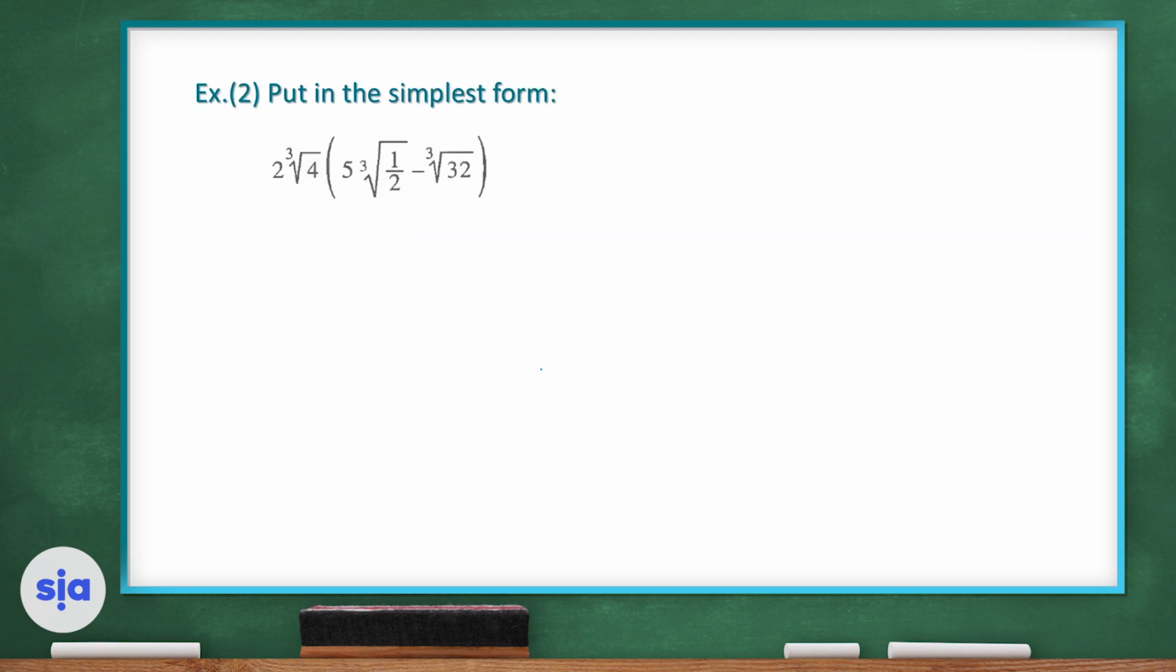In this exercise, the question is also asking us to write this in the simplest form. 2 cubic root of 4 multiplied by 5 cubic root of half minus cubic root of 32. So we're going to simplify each of them. We're going to distribute: the 2 cubic root of 4 multiplied by the 5 cubic root of half. So it will be 2 times 5 times the cubic root of 4 times half. And we're going to do the same thing.